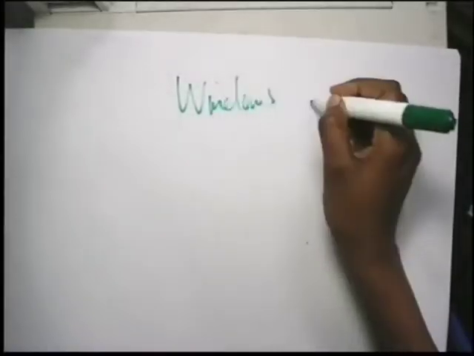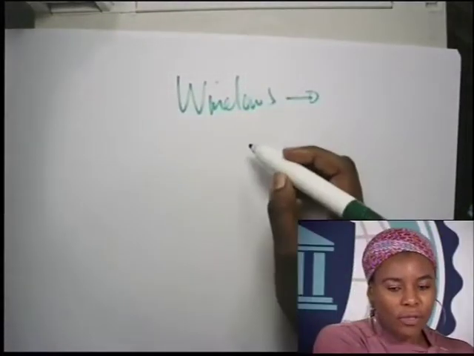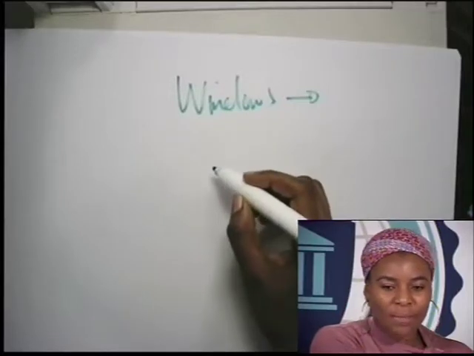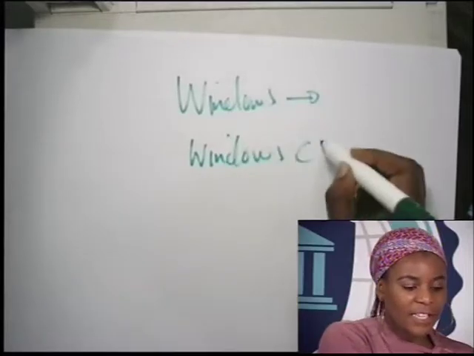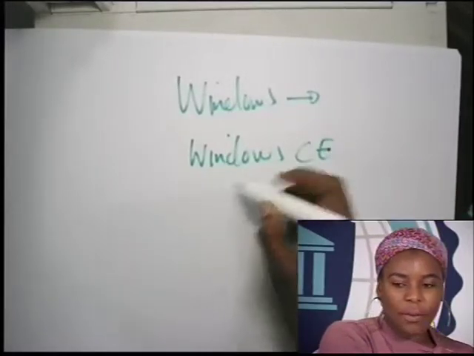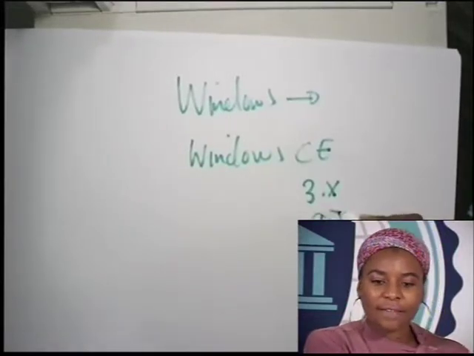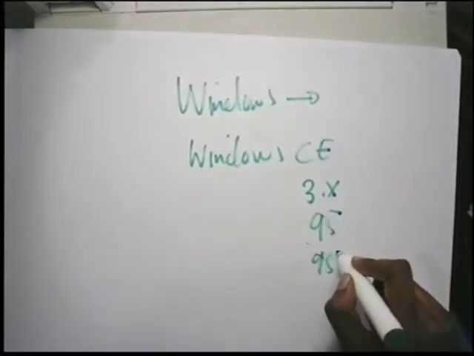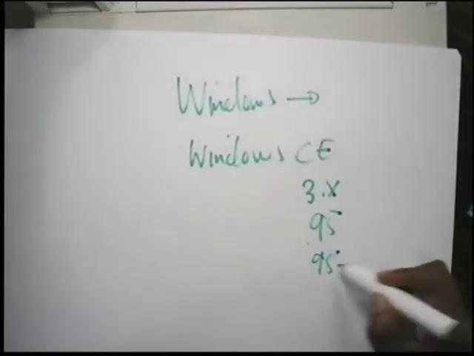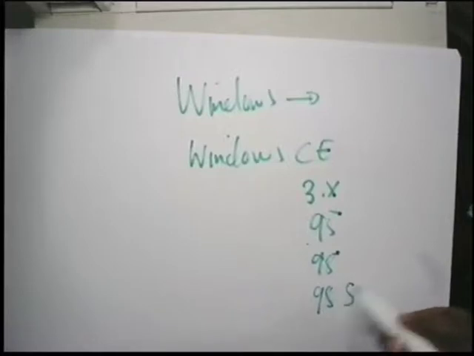Windows is made up of different types. In the past, when we started with computers, there was something called Windows CE. There was something called Windows 3.x. Then we came to Windows 95, then Windows 98. I'm not sure if you have used that or you are still new and just growing up. And we have 98 SE.